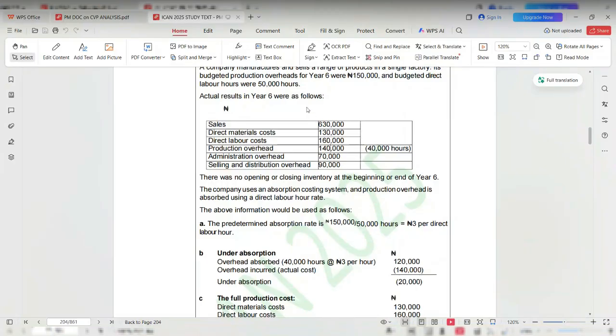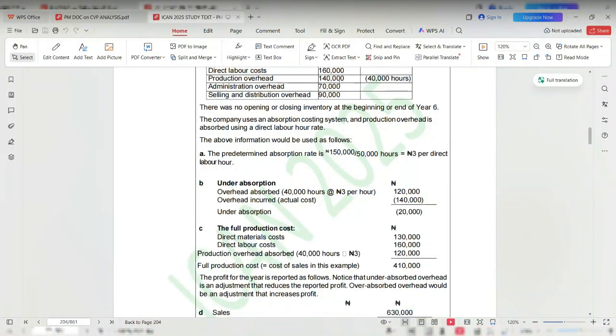Assuming what we have here is different. Let's say we have 200,000 as our budgeted production overhead. That means 200,000 divided by 50,000 gives us 4. Then if you multiply 4 by 40,000, we will have 160,000. So that means we would have 20,000 as over absorbed. That means what we budgeted is greater than the actual amount we incurred. I believe we've gotten that.